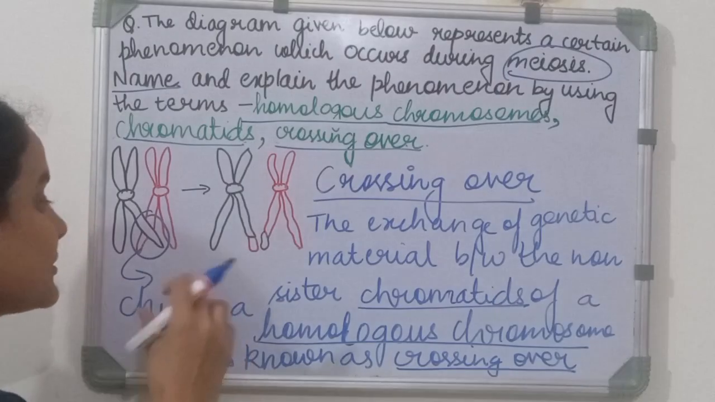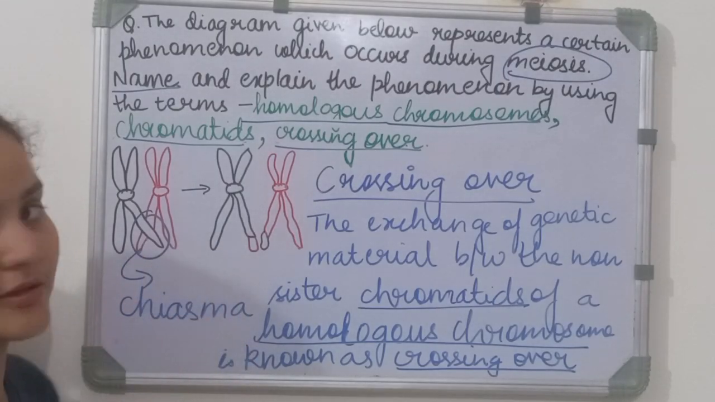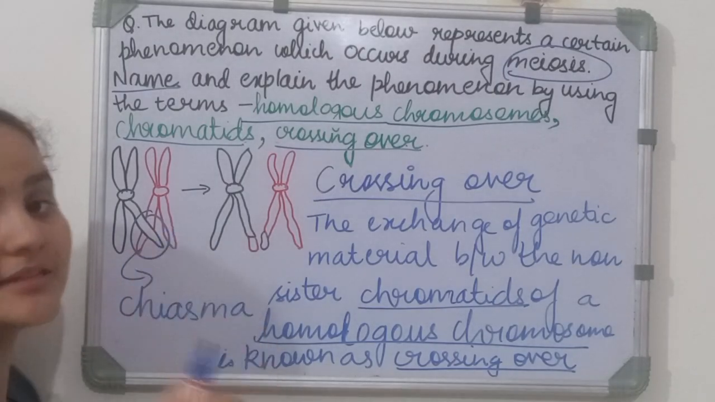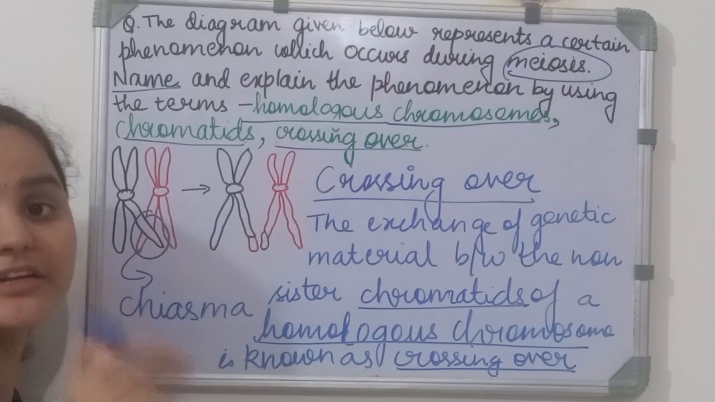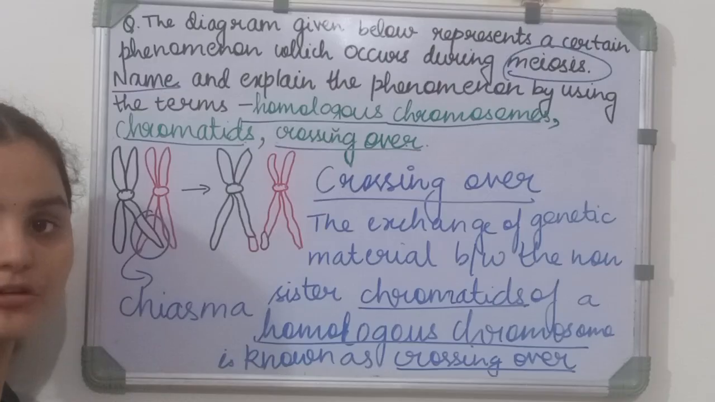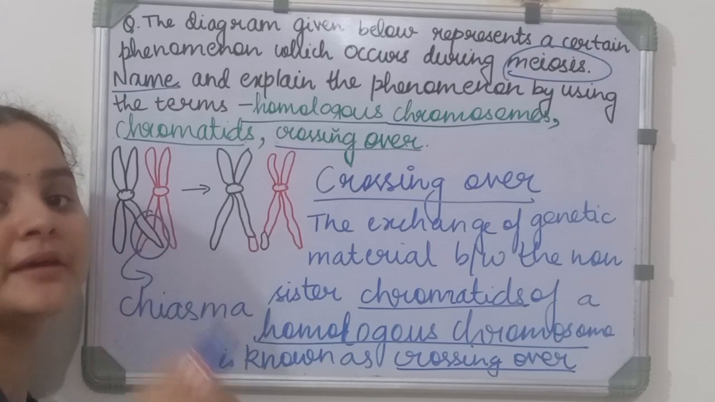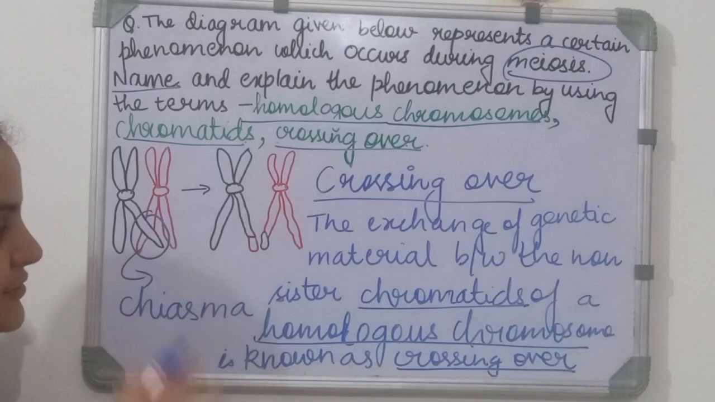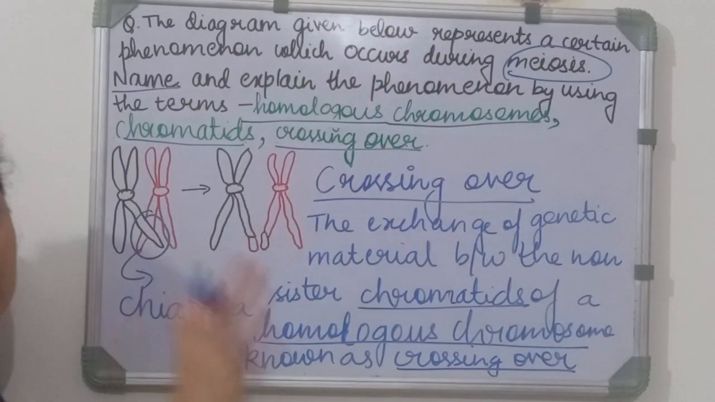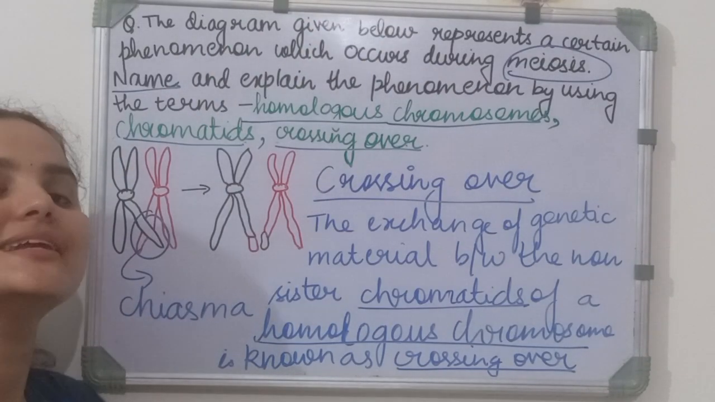If you want, you may also write about chiasma. So chiasma is an X-shaped structure which is the point of attachment between the two non-sister chromatids formed during meiosis. Okay, so you may write about chiasma also. I hope this is clear. Now let's move to the next question.